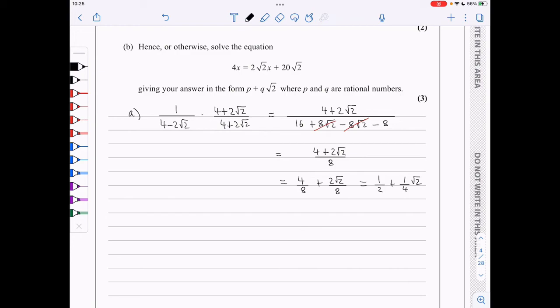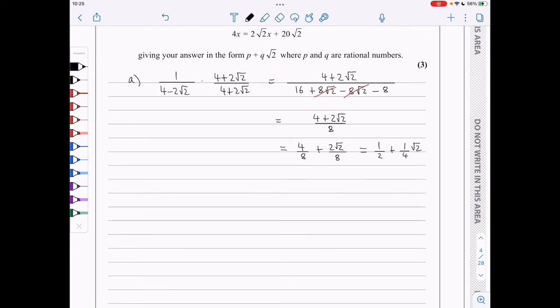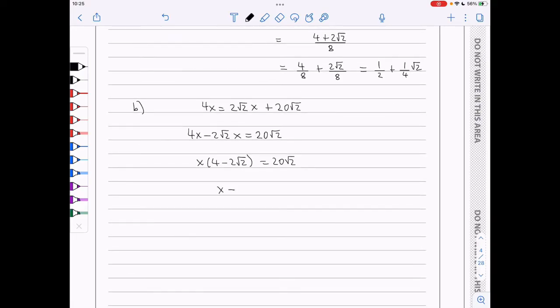Now in B, it says hence or otherwise solve the equation given here. So let's start off with the given equation. We've got 4x is 2 root 2 x plus 20 root 2. I will collect the x terms on the left hand side with an intention of factorizing out the x. So this is the form (4 minus 2 root 2), and then solving for x gives me that x is 20 root 2 over 4 minus 2 root 2.